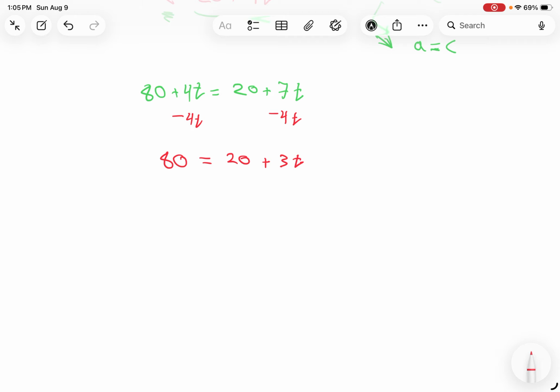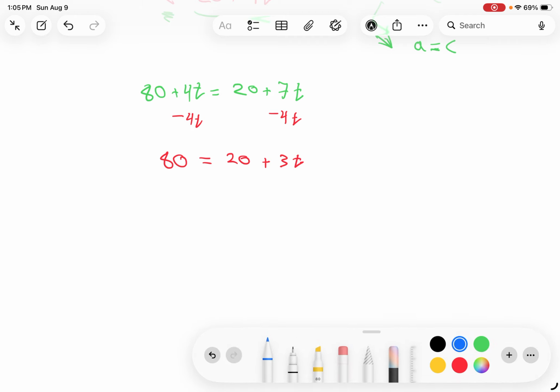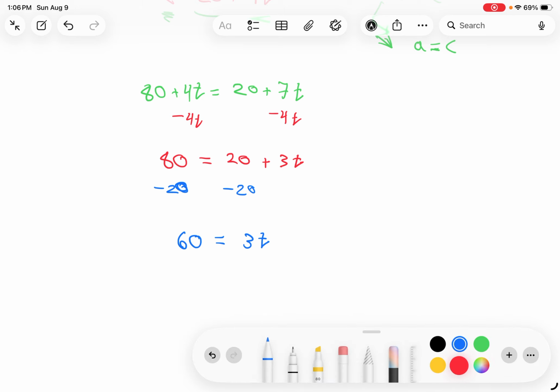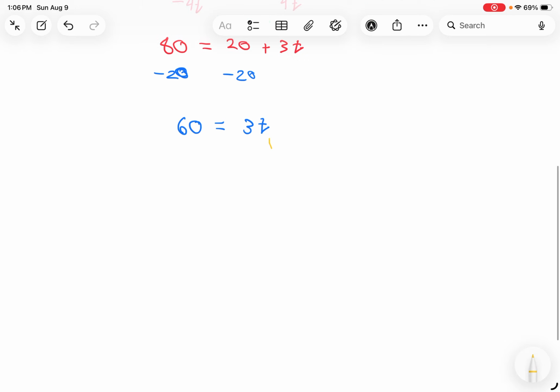Now we're going to get 20 over to the other side because 20 is a non-variable term. So we want to get it over there with the other regular numbers, in this case 80. So subtract that 20 and you're just left with 3t on one side, and then 80 minus 20 leaves you with 60. The final thing we're going to do is divide both sides by 3 so that we can get the variable t alone.